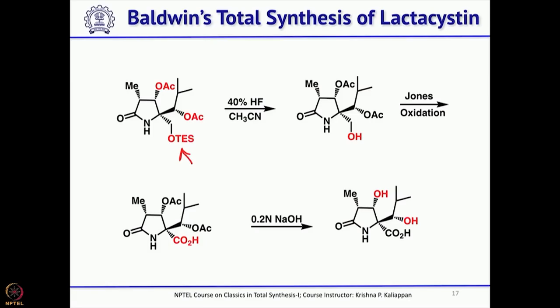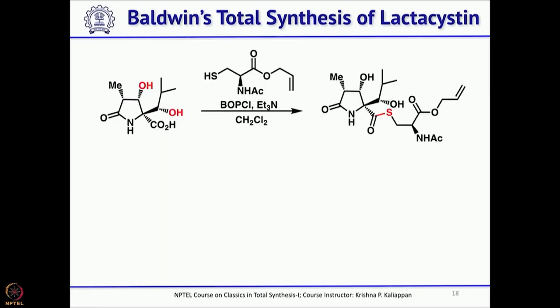Okay. The primary alcohol, what you want in lactacystin is a carboxylic acid, isn't it? So in one part, you can do Jones oxidation without touching the acetate, without touching the chiral center, the primary alcohol can be oxidized to the carboxylic acid in 15 to 30 minutes. Okay. Once you have the carboxylic acid, then the acetate group can be cleaved with sodium hydroxide solution. Now you can see all the 4 chiral centers. All the 4 chiral centers are fixed, isn't it?